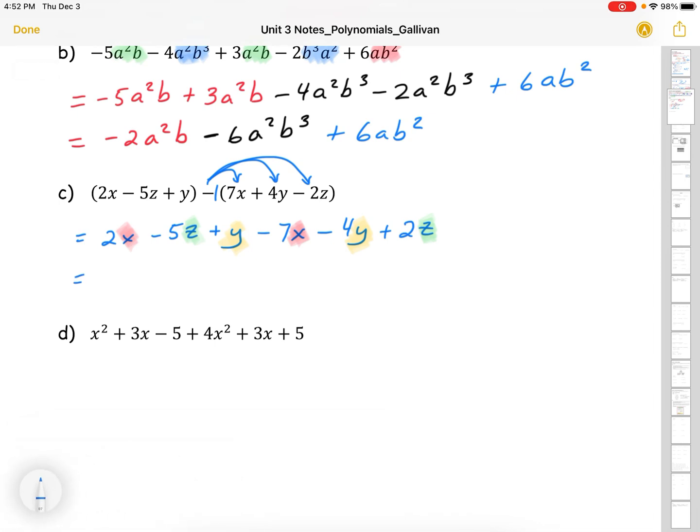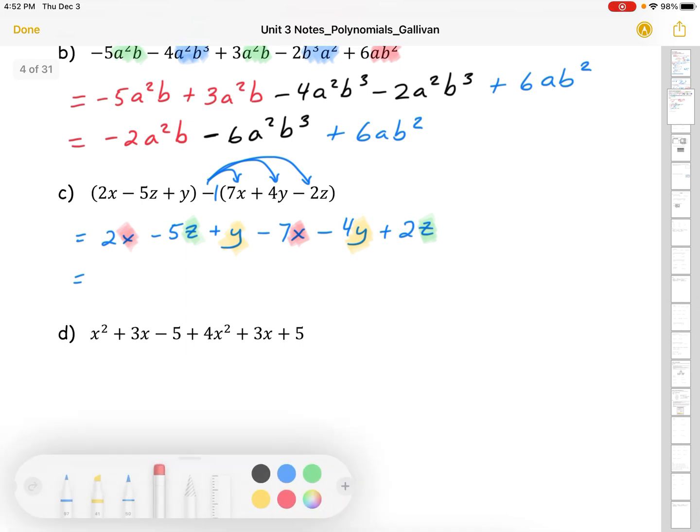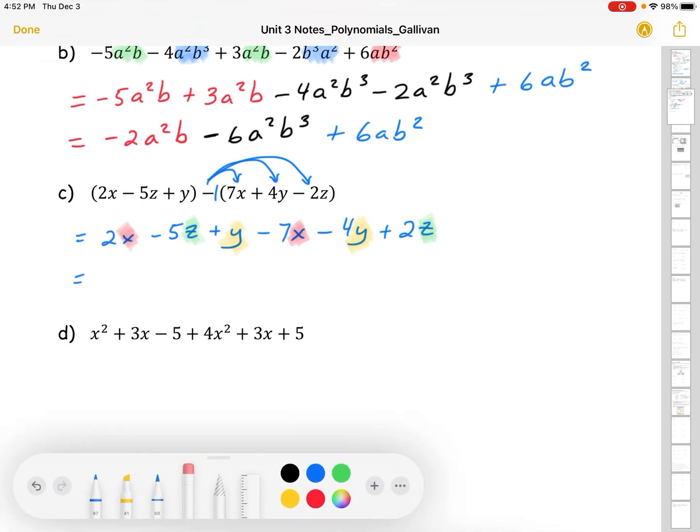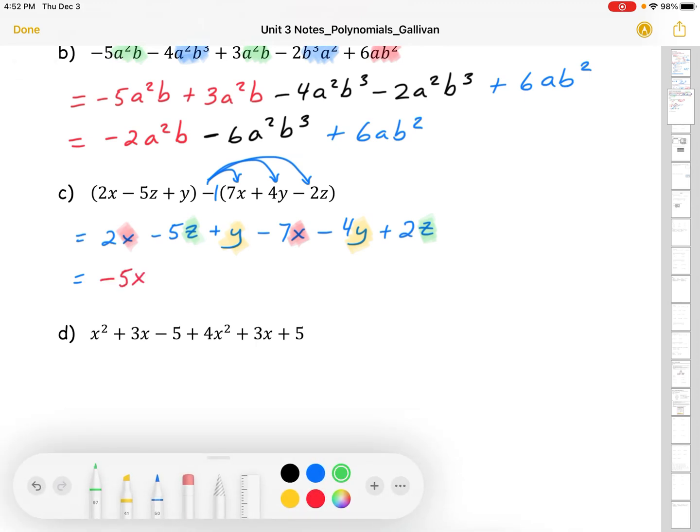So 2x minus 7x. So that would be minus 5x, right? And actually, I'm going to do it in red so it matches the highlighted color. Okay, so bear with me. So that would be minus 5x, right? Then the next thing I have is z's.